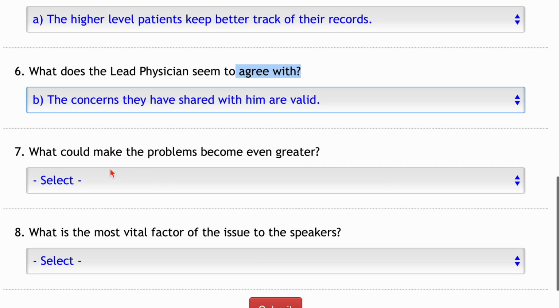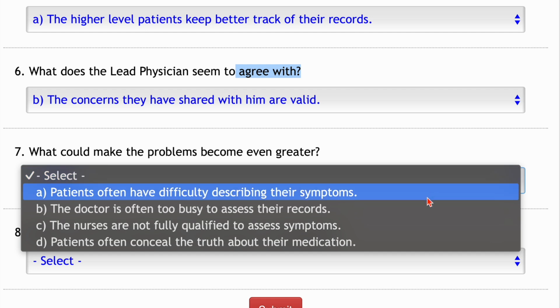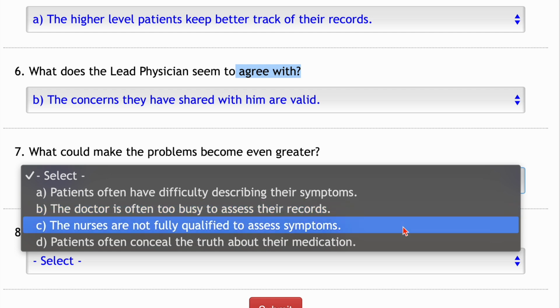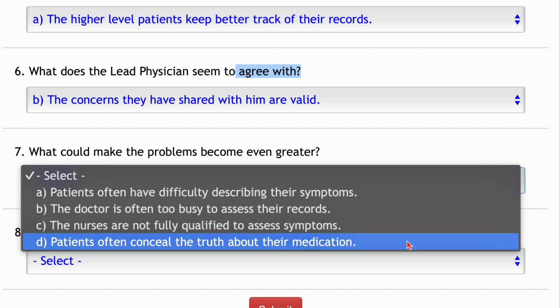Number 7, what could make the problems become even greater? Patients often have difficulty describing their symptoms. The doctor is often too busy to assess the records. The nurses are not fully qualified to assess symptoms. Patients often conceal the truth about their medication.